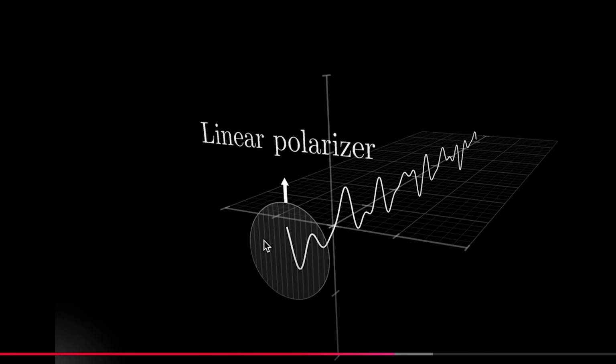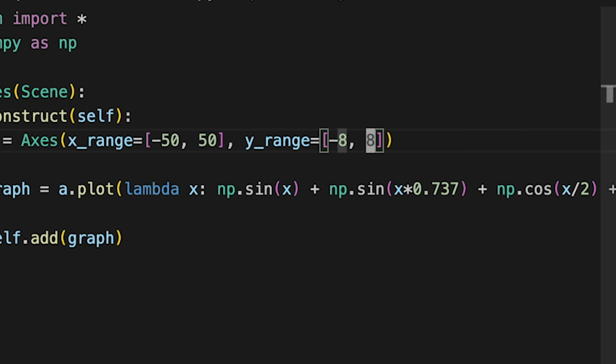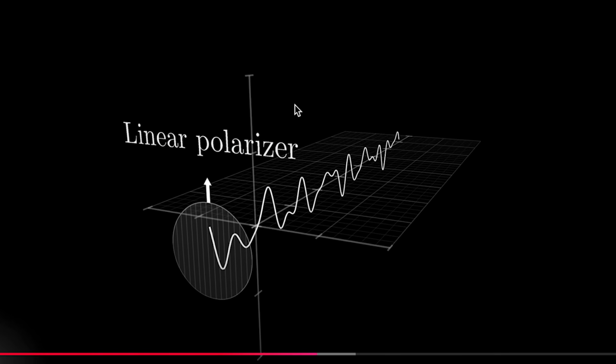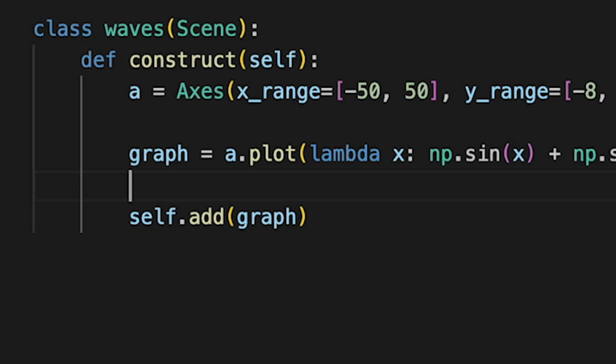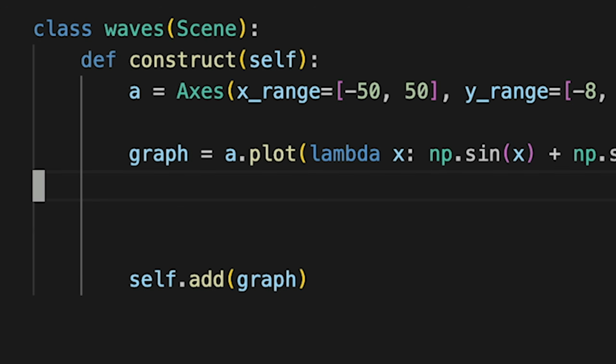For now, let's ignore that this is 3D. I need to now split this wave into all of these separate components, and they should have different colors like this. That looks so cool. So the first thing that I need is to probably create variables for each of these.